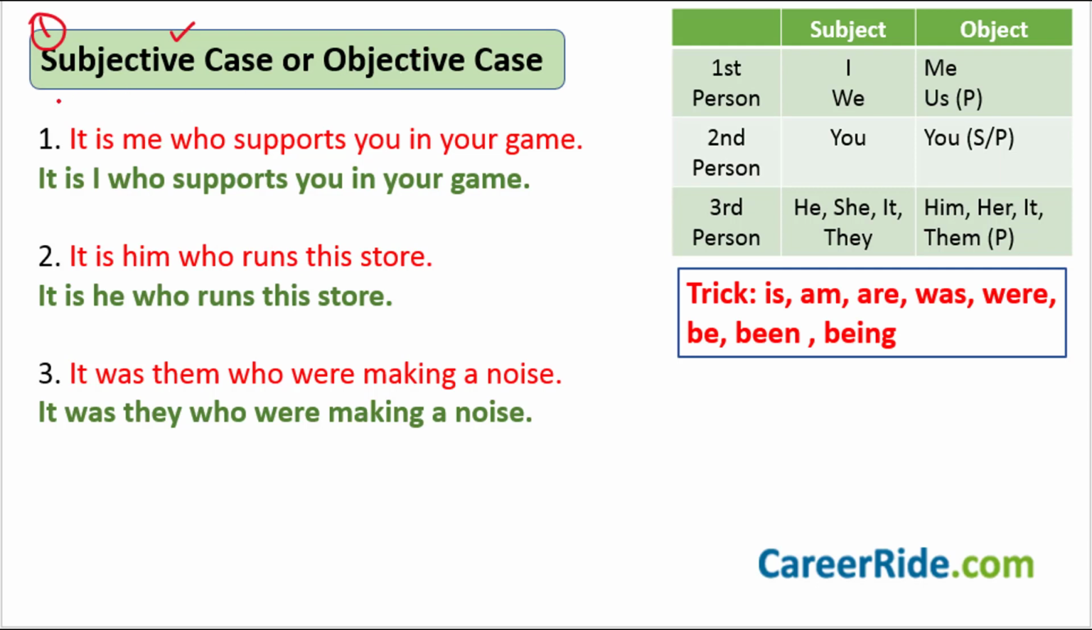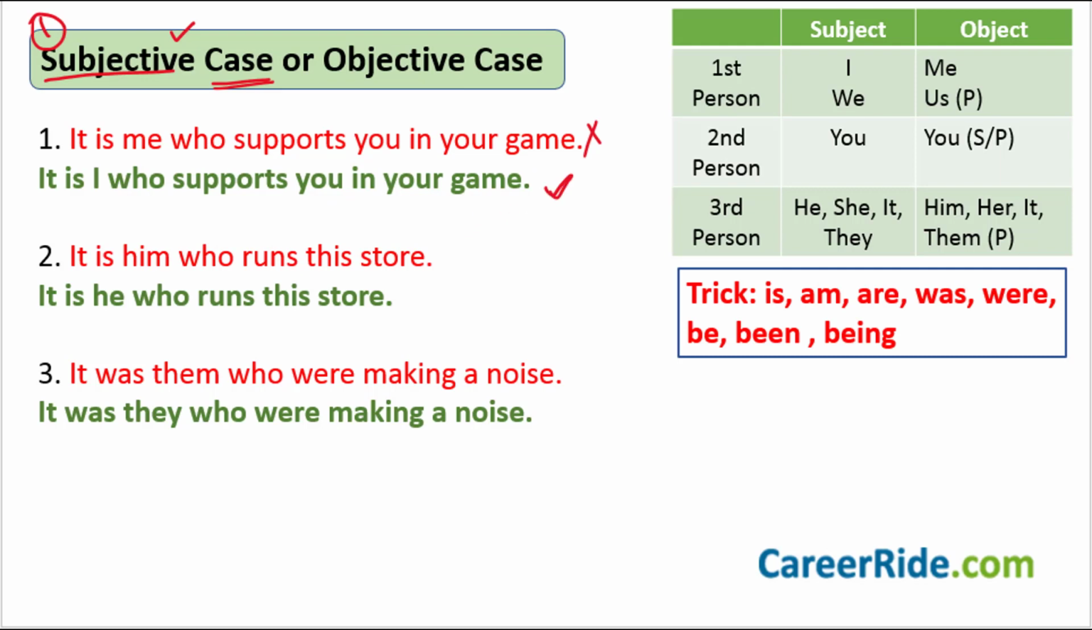Okay, so in this particular slide, we'll see where you should be using the subjective case. Okay, we'll begin with some very easy sentences so things become clear to you. Now the first sentence given to you here is, it is me who supports you in your game. What do you think? Is this sentence correct? It is me who supports you in your game. This sentence is actually wrong. What should you say? You should say, it is I who supports you in your game.